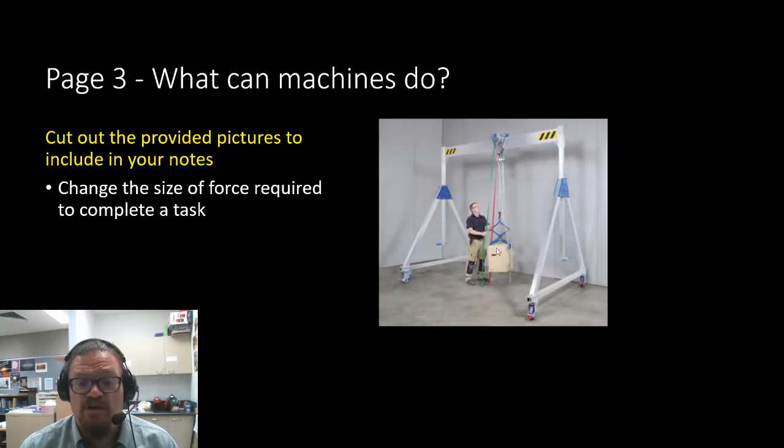Here's another example. We've got here a pulley system, and this is designed to lift heavy objects and then allow the user to move it around on the wheels really easily around a workshop. And that again means they can lift heavy things with very little force.